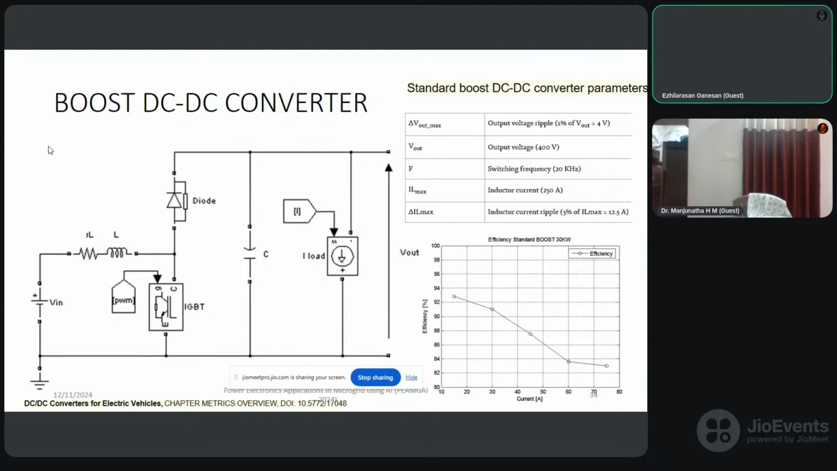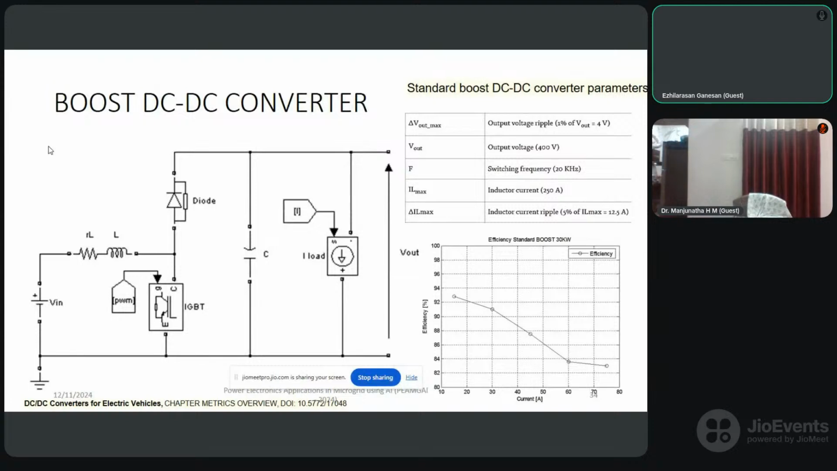Then it will start to discharge. When it discharges, it will discharge the current. When it discharges the current, there will be a voltage appearing across the inductor. That is called VL. So VL will be L into di by dt. L into di by dt is VL. So you can see that there will be a voltage across the inductor.